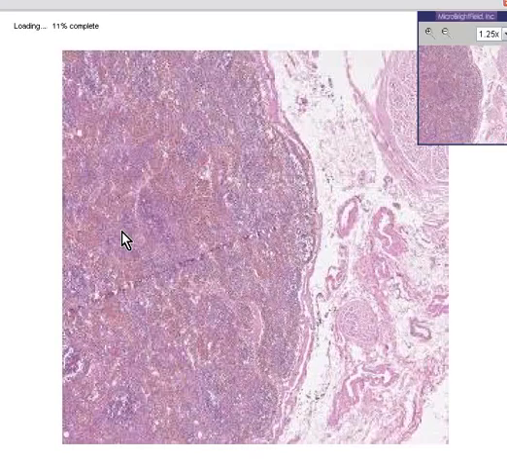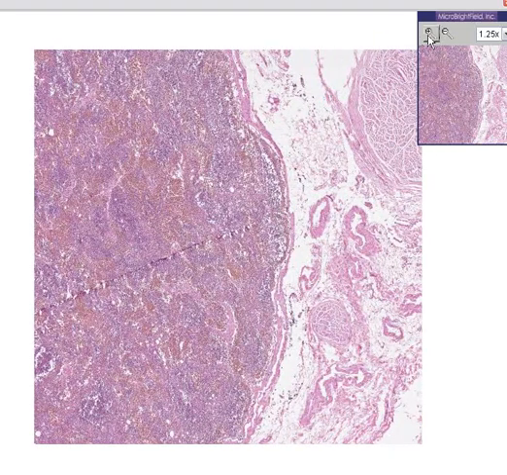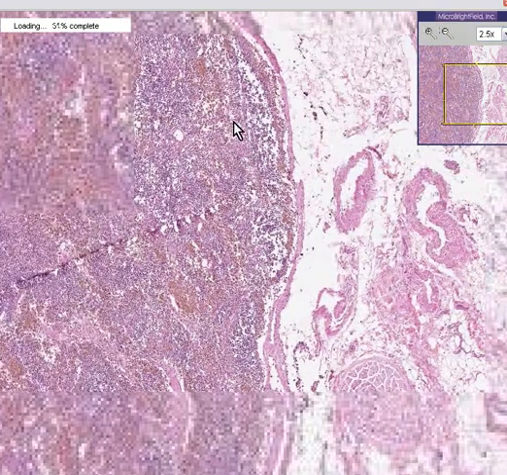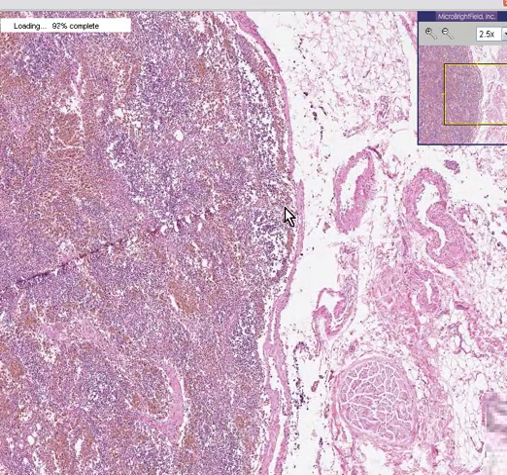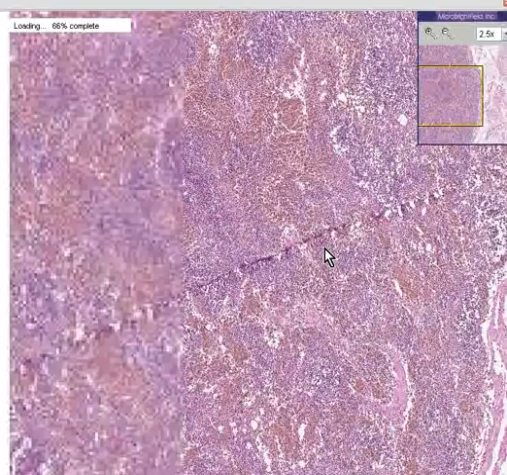Let's look at the other slide. If you remember, there was a lymph node that was with that too. I think I can convince you this is a normal lymph node. And I think we can see follicles. I think we could even see a very nice subcapsular sinus with follicles underneath.